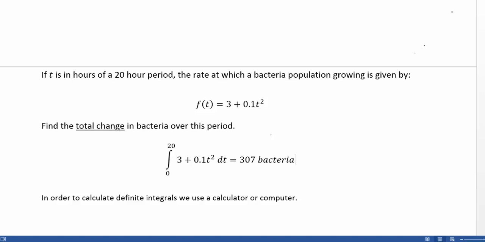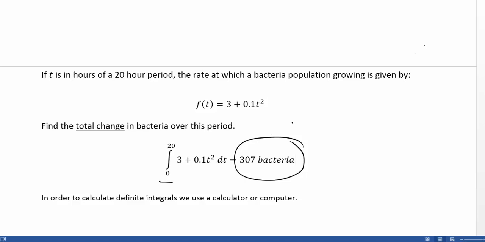So now that we know that the integral represents the exact change under the curve, we can find the total change of this bacteria on this period by using a computer or calculator in order to determine the exact area under the curve. We needed to know the right syntax, which we didn't have until this point. When we do this exactly, we get 307 bacteria. That's pretty close to what our estimate was when delta t equals 4, but now we know the exact answer.